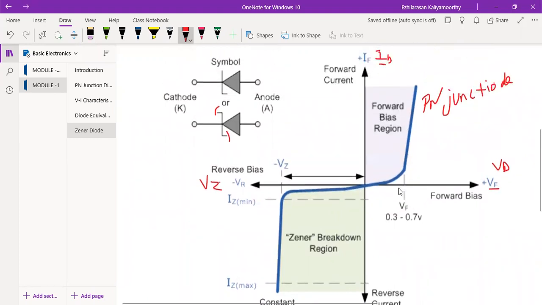Now we can say when the diode exceeds the barrier voltage, for example 0.7 volt, then automatically the device will start to conduct, then current will enter during the forward bias, so the current will increase.